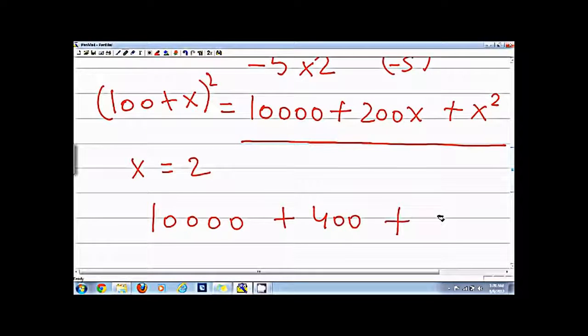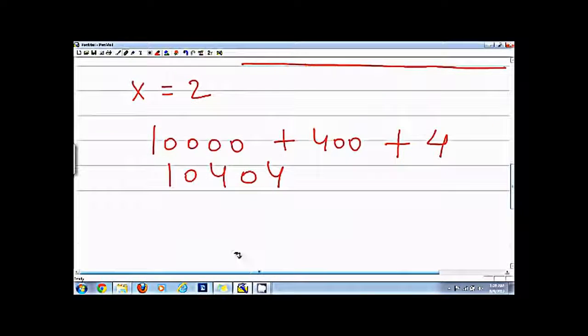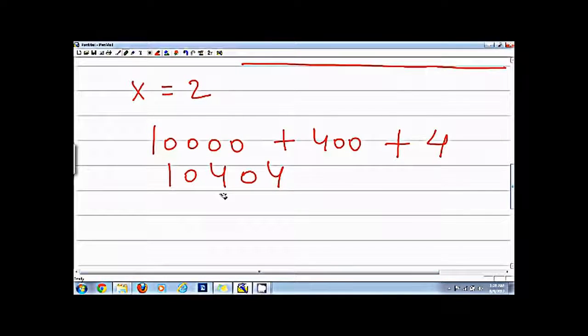10404. So if you look carefully, this is the same as the trick. So 4 is equal to 2 into 2, and this 4 is equal to 2 square. The same way I told you the trick.